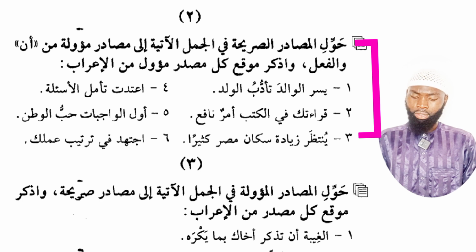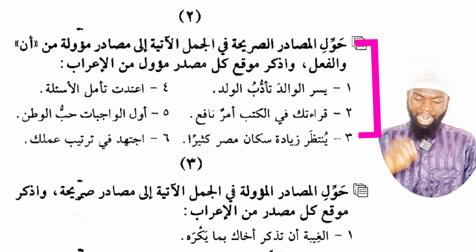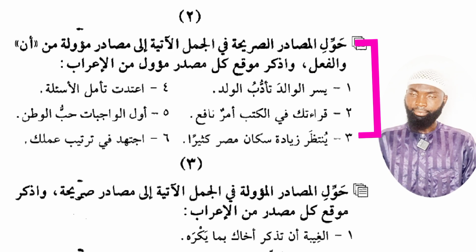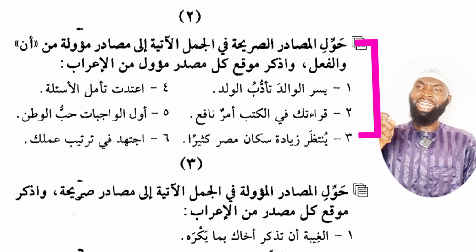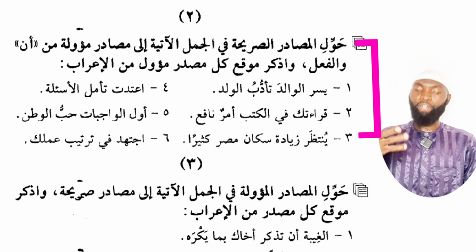Now coming to Tamarino Sani, exercise number 2. حول المصادر الصريحة في الجمل الآتية إلى مصادر مؤولة من أن والفعل واذكر موقع كل مصدر مؤول من الإعراب. You are to change the following masdar, the following direct verbal nouns in the following sentences to implied verbal nouns using the word and also a verb, and mention their grammatical positions.